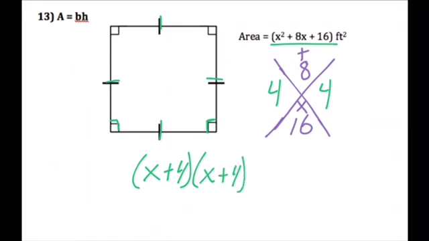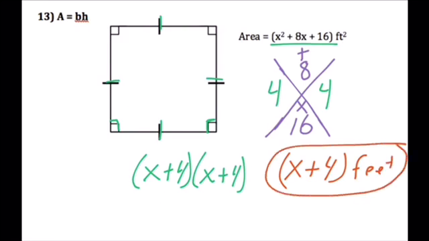So what's one of the sides? Well, my answer would be x plus 4, and we're going to put feet here. So we know that each side, since it's a square, is x plus 4 feet.